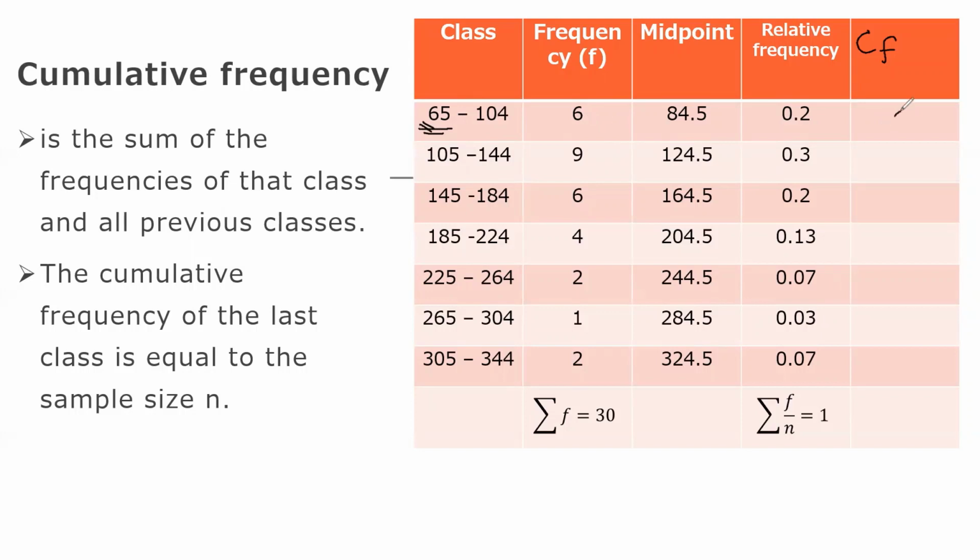So we're going to start with the frequency of this entry. So that is 6. Now 6 plus 9 is 15. 15 plus 6 is 21. 21 plus 4 is 25. 25 plus 2 is 27. 27 plus 1 is 28. And 28 plus 2 is 30. Take note, the cumulative frequency of the last class is equal to the sample size n, or the summation of the frequency. Thank you.